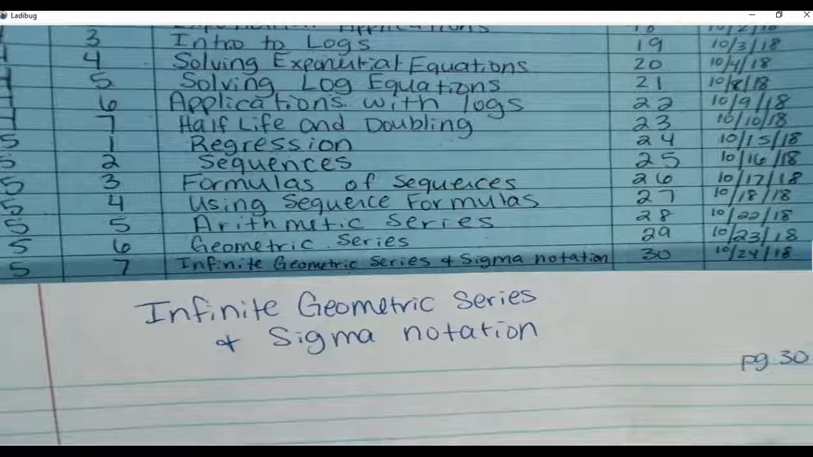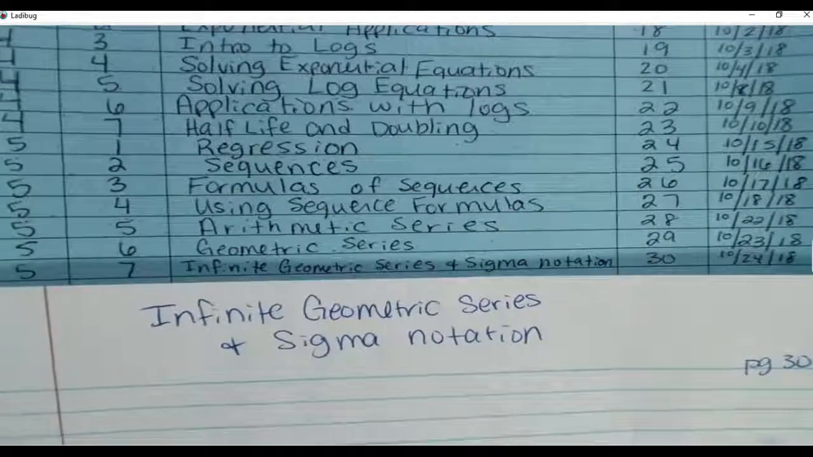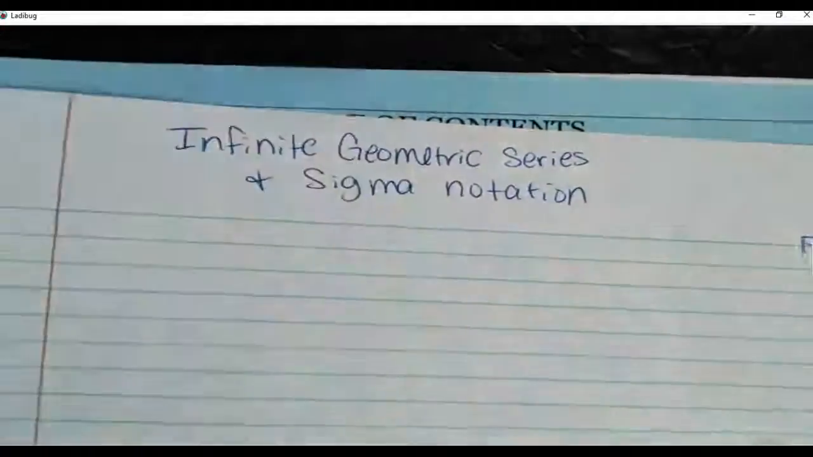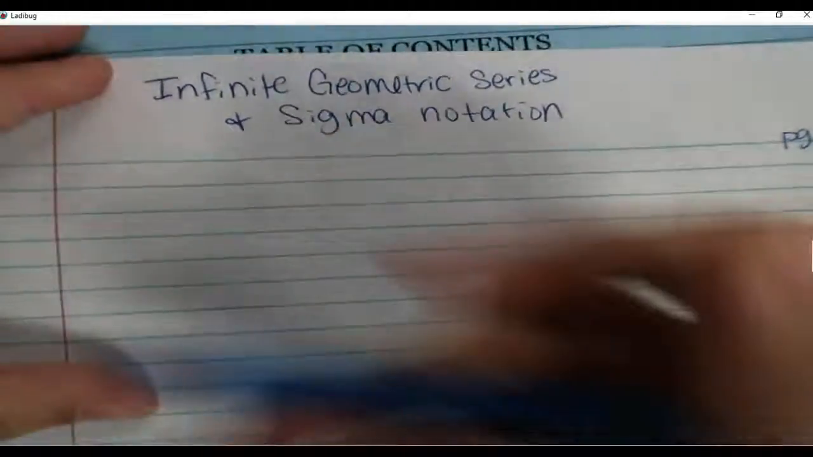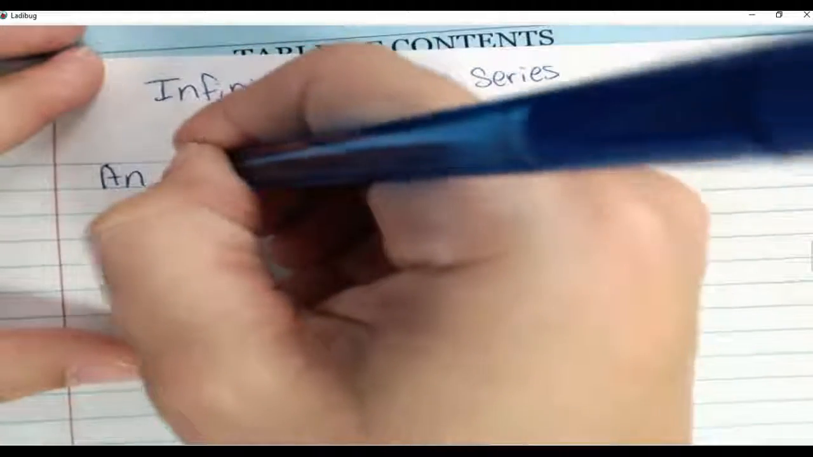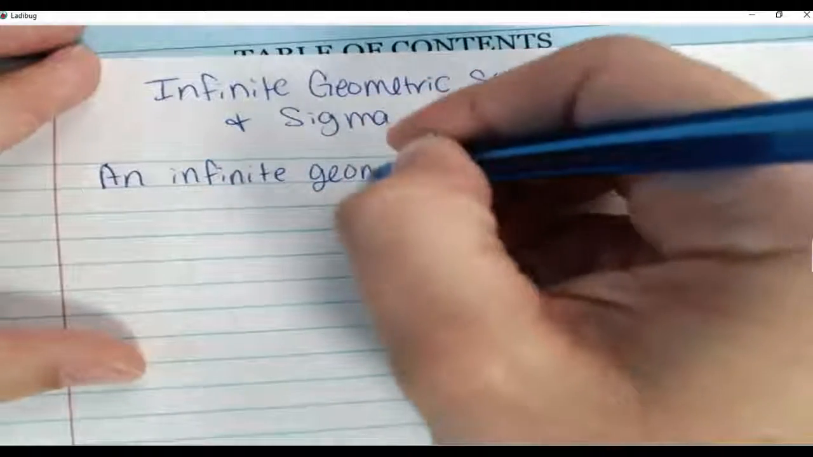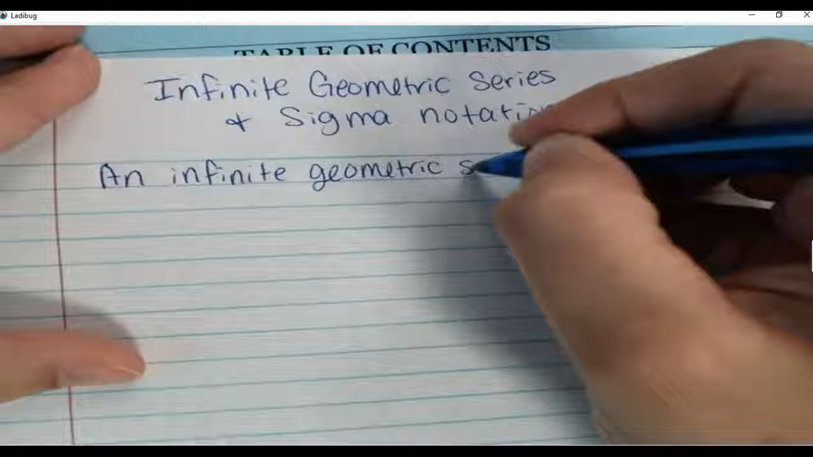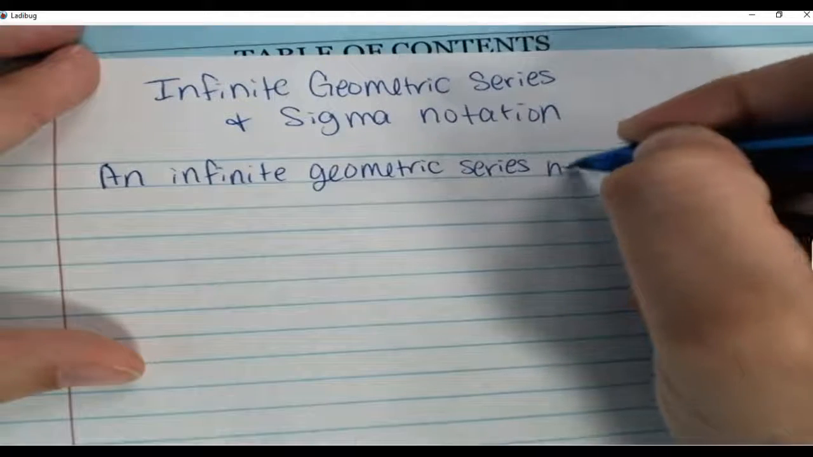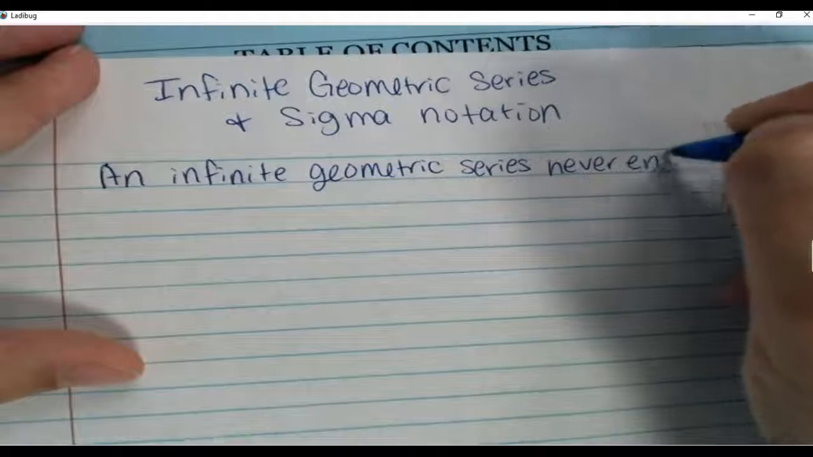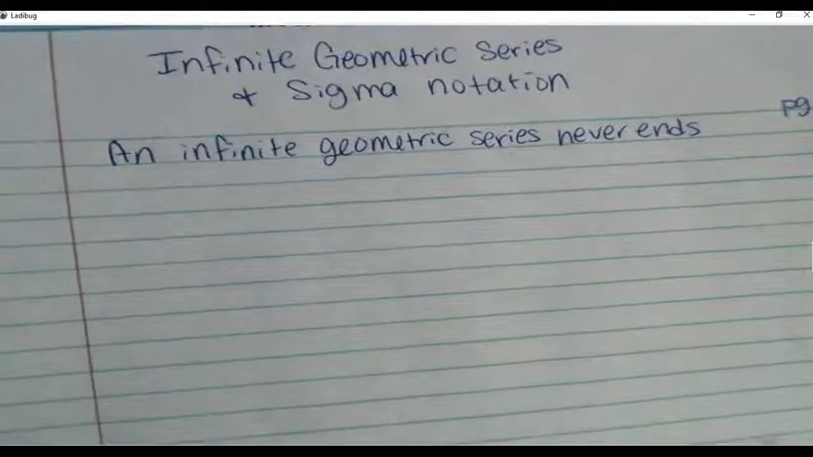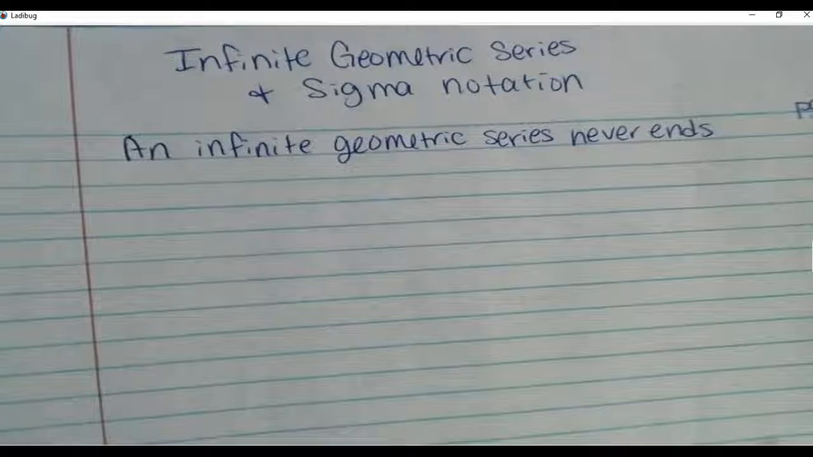Okay, so yesterday we talked about a finite geometric series which had a certain number of terms. So today we're looking at an infinite geometric series, which means it goes on forever. So an infinite geometric series never ends. Okay. So it goes on forever. It has an infinity amount of terms.